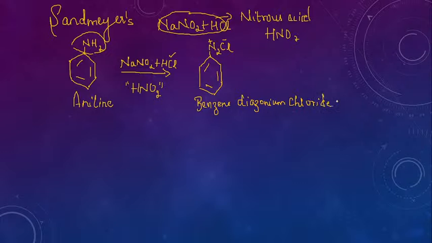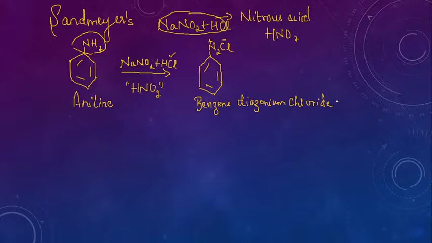Is that clear, my dear students? I know you will be confused about how this NH2 group is suddenly turned to a diazonium group. Yes, for that also there is a mechanism, my dear students. I will explain the mechanism, but first let us conclude this Sandmeyer's reaction. So now you understood that the NH2 group, with the help of nitrous acid, is converted to a diazonium group. Here diazo means N2, nitrogen twice, is known as diazonium, and the salt is nothing but chloride ion.